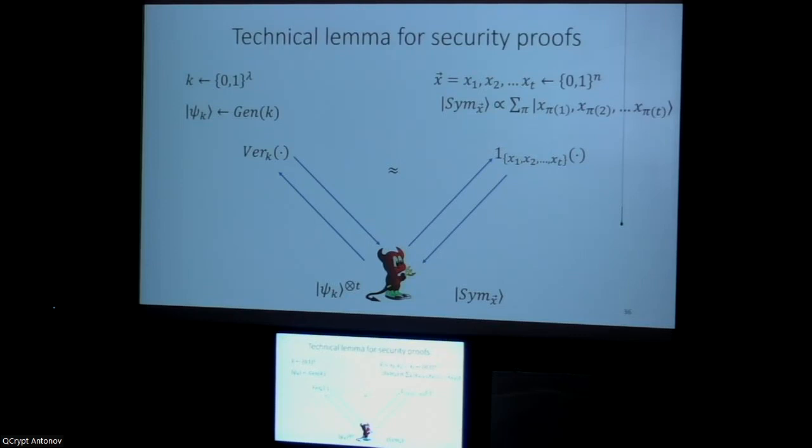Now, why is this useful? Because now what you can do is that this left-hand side appears in some form or the other in both these security games, and you can now replace it with the experiment on the right-hand side, and then argue security quite in a straightforward manner.